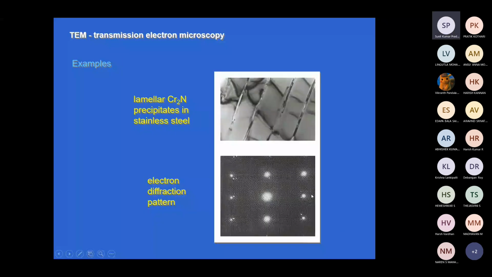Now this is another example. Laminar chromium nitrogen precipitates in stainless steel. This is one structure, and this is the electron diffraction pattern. Electron diffraction pattern means that using the electron beam, the diffraction pattern can be obtained on the phosphor screen. There is a phosphor screen, and we are able to see the electron diffraction pattern.